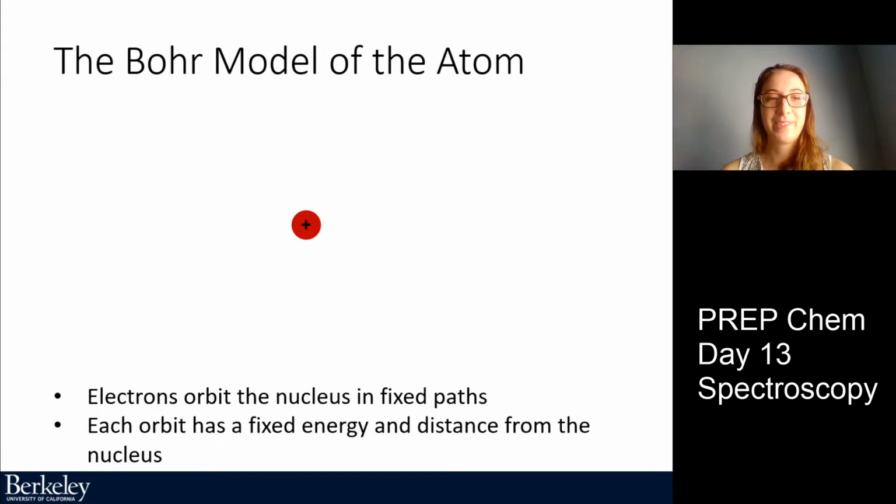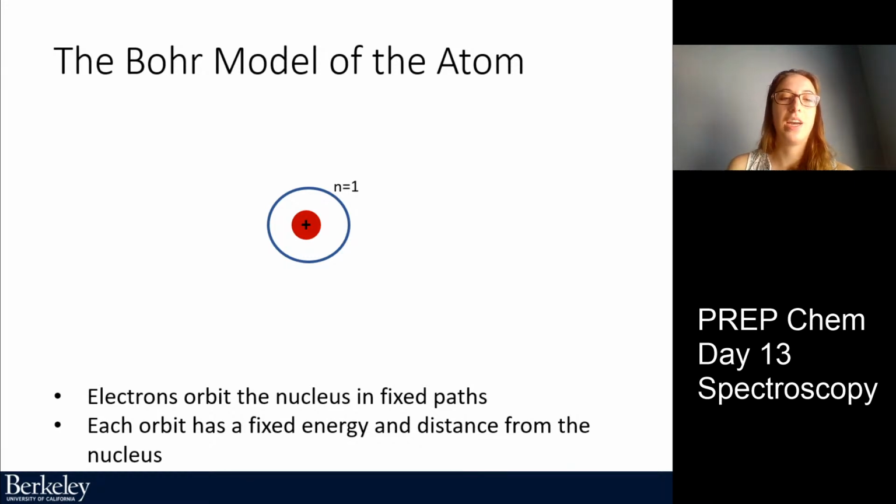Okay, great. So starting off with Bohr's model, which is not entirely true. What Bohr said is that electrons orbit the nucleus in fixed paths. For example, we have our positively charged nucleus, which is the red dot at the center, and then we can draw lines that represent the orbits of electrons. He said that each orbit has a fixed energy and distance from the nucleus, and we can label these orbits with numbers. By convention, we would use n to describe the different levels going away from the nucleus.